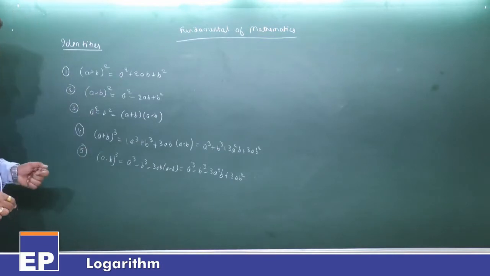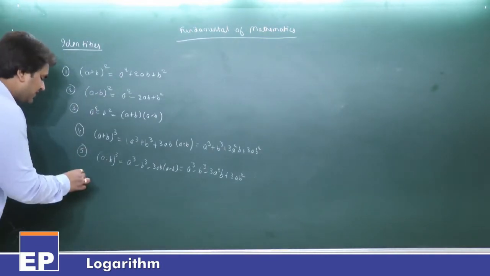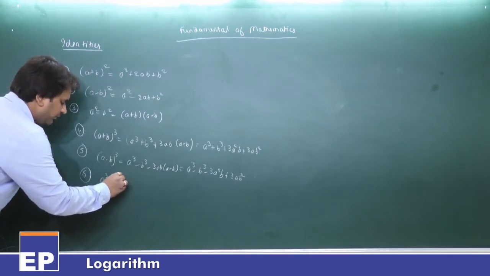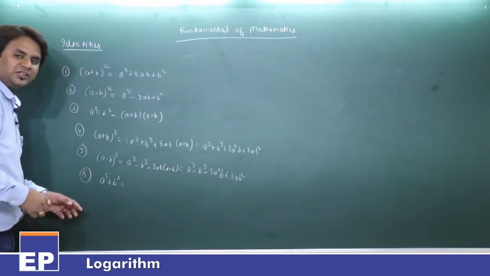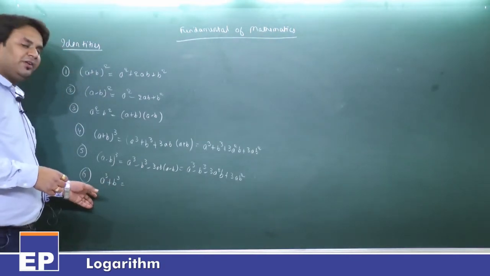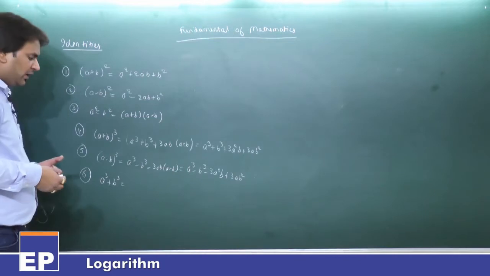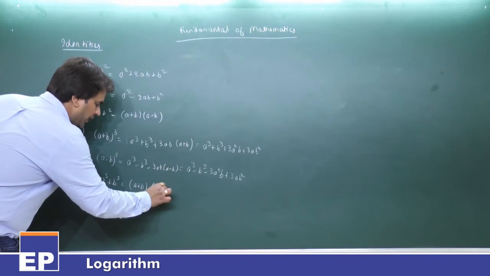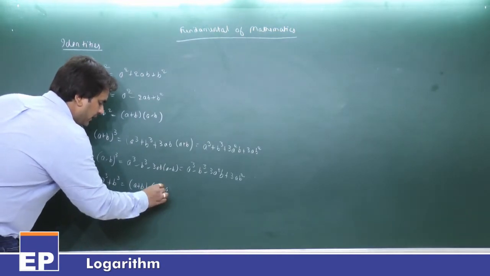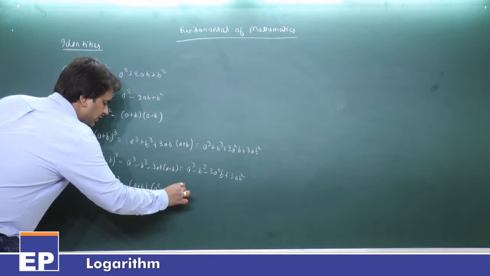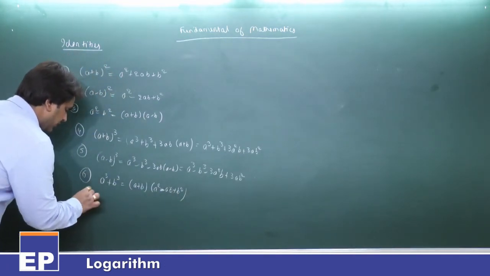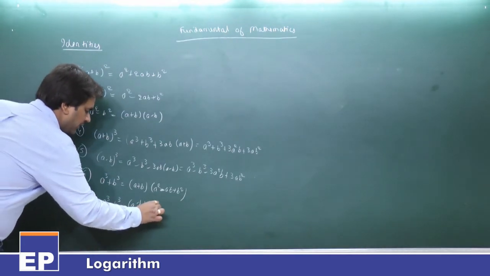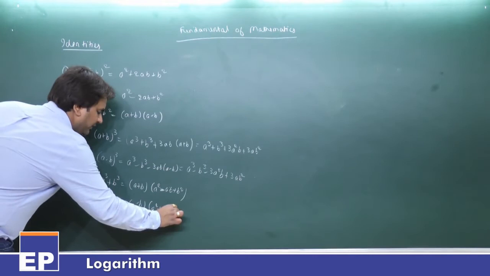So these are some formulas. I am writing the next formulas also. Our sixth formula is a cube plus b cube. Remember this formula because it is very important, and it will be used in class 11 and class 12 also. Many times we will use this formula. That will be equal to (a plus b) into (a square minus ab plus b square), and a cube minus b cube will be equal to (a minus b) into (a square plus ab plus b square).